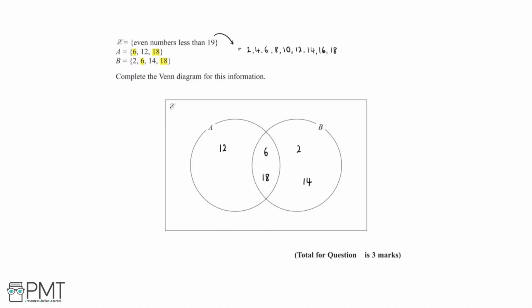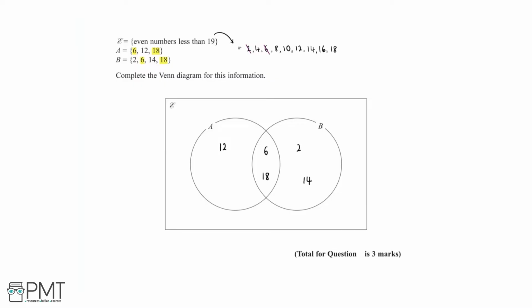We know that the number 2 exists in set B, so we can cross this off our list. Now the number 4 does not exist in set A or set B. We can cross 6 off our list because it exists in set A and set B. 8 and 10 do not exist in set A or set B. The number 12 exists in set A, and so we can cross 12 off. 14 exists in set B, and so we can cross 14 off. 16 does not exist in set A or set B. And finally, the number 18 exists in set A and set B, and so we can cross 18 off. And so we're left with the numbers 4, 8, 10 and 16.